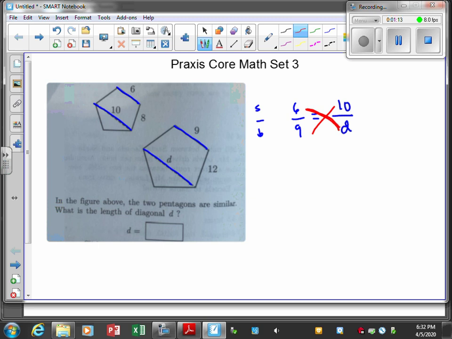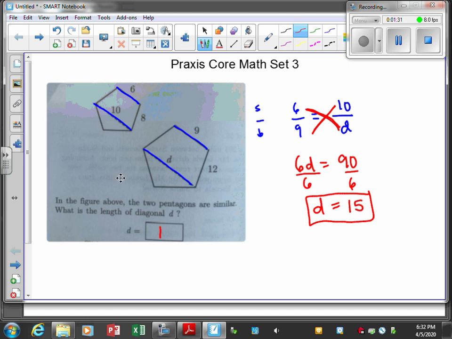So 6 times D is 6D, and then 9 times 10 is 90. You want to solve. So if they multiply by 6, you divide both sides by 6. And we will find that D is equal to 15. So this is an input problem, so you would actually put the value in. It's not multiple choice.